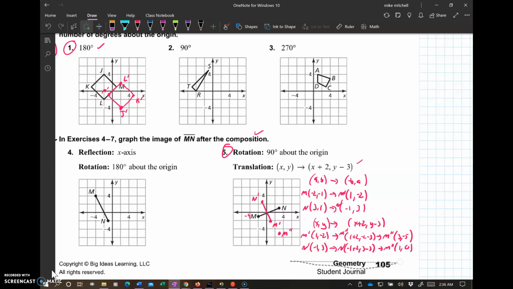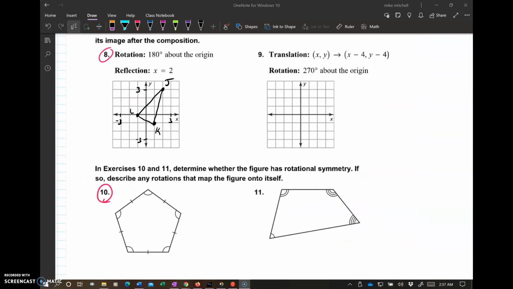Maybe I should do these in another color here. Let's go to purple. Okay, and N prime 1, 0. There it is. It looks like I slid that down and to the right, a little to the right and a little bit down. Looks good to me. I'm going to come down to number 10 first here and then go back and look at some of those other ones so they're more similar to what we did.